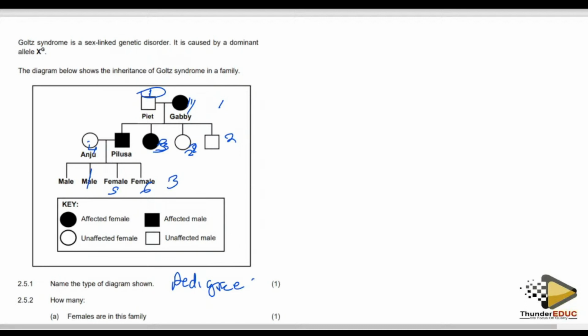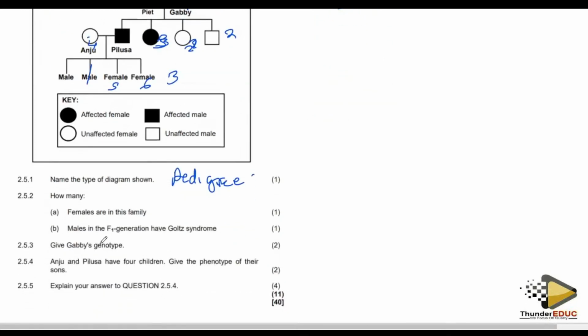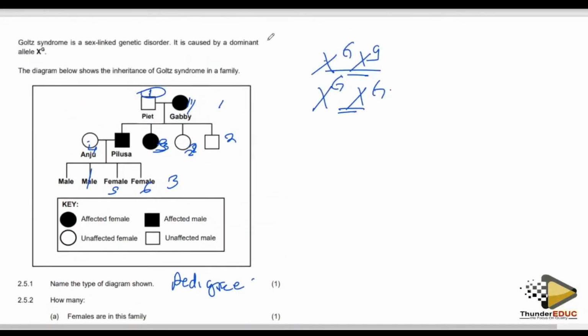So if it is caused by a dominant allele, what does it mean? It means that when you are writing it, shaded means affected, because this person is affected with this disorder, which is caused by a dominant allele. So you have two options. Gabby is a female, so it can be capital G, small g, or it can be capital G, capital G. But the question is saying give Gabby's genotype. So which of the two is correct?